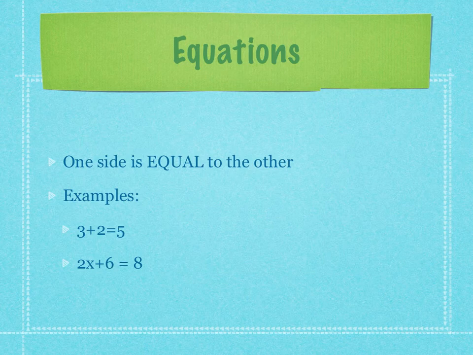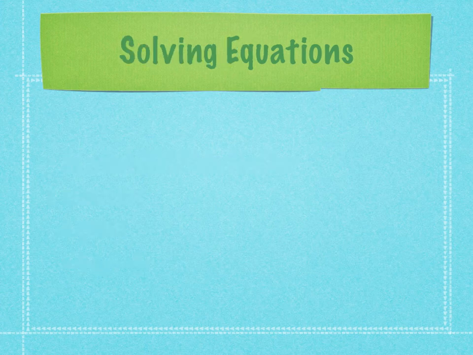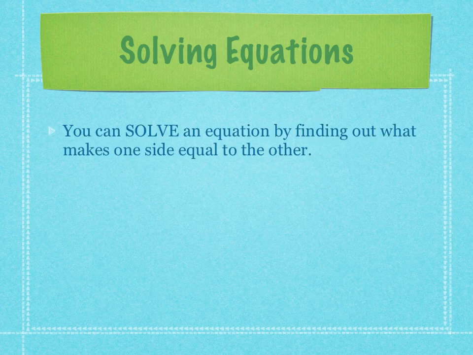Some numbers, when we plug them in for x, do indeed make the left side equal 8, but some numbers don't. In order to find what value we want to plug in for x to make an equation true, we have to solve that equation. You can solve an equation by finding out what makes one side be equal to the other, what makes it actually be equal.